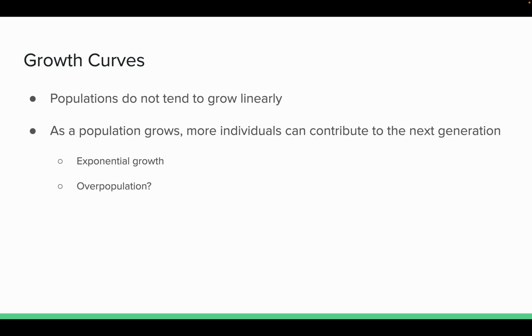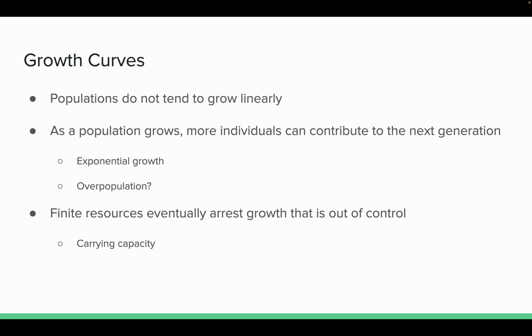And is this going to lead to overpopulation? Well, we need to keep in mind that there are finite resources in any environment. The Earth itself is finite. It's not infinite. There's only so much to go around, and this is regarding things such as food and also space as well. And this is going to bring into question carrying capacity and will lead us on to logistic growth curves, which is going to be next week's session.